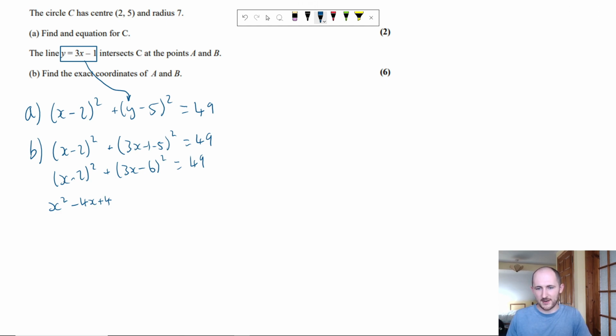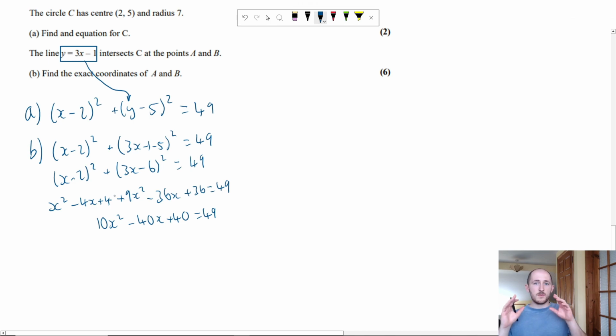And for this one, it's going to be 9x squared. Then it'd be minus 18x minus another 18x, that's minus 36x. And then plus 36 equals 49. Let's simplify what's on the left hand side. So x squared plus 9x squared is of course 10x squared. Then we have minus 4x minus 36x, that's minus 40x. Then we have plus 4 plus 36 is 40 equals 49.